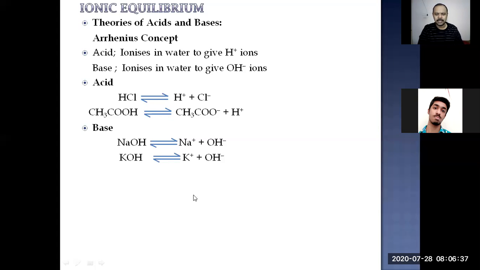But the problem with Arrhenius theory was that for any substance to be called an acid or base, it must dissociate in water to produce H plus or OH minus. But there are certain substances which neither dissociate nor contain H plus or OH minus, yet behave as acids and bases. What are the examples? Magnesium oxide is a base. It doesn't contain OH minus. Aluminium chloride behaves as an acidic substance. It doesn't contain H plus ion. Calcium oxide, base. Boron trifluoride, acid.